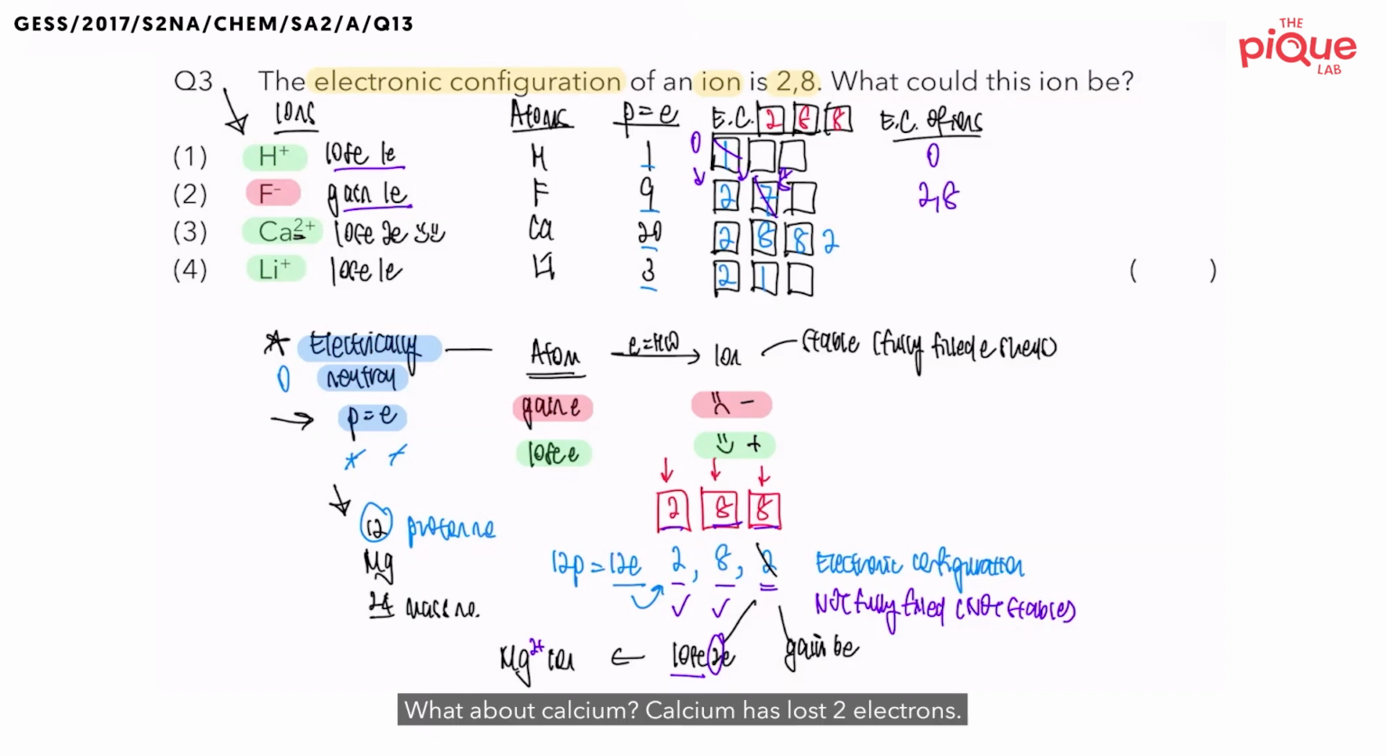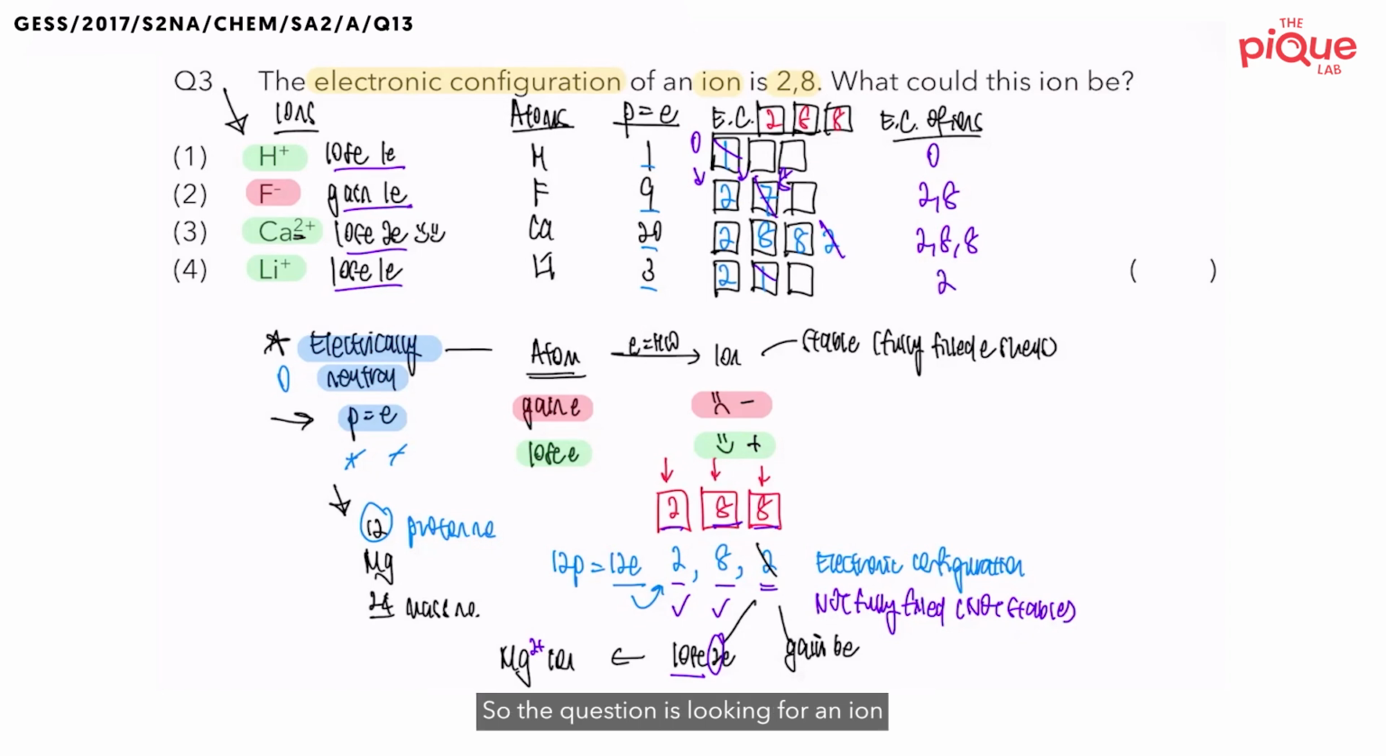What about calcium? Calcium has lost 2 electrons. Do I remove electrons from the front or from the back? The rule is to always add electrons from the front, but when you remove electrons, you have to remove it from the outermost shell. So I will remove the 2 electrons from the back, and the calcium will have the electronic configuration of 2, 8, 8. Lastly, for lithium, we know that it has lost 1 electron, so I will simply cancel the 1 from the back, and its electronic configuration would be 2.